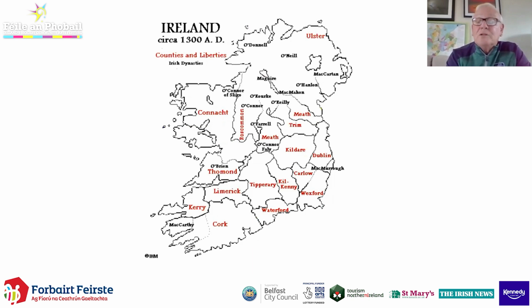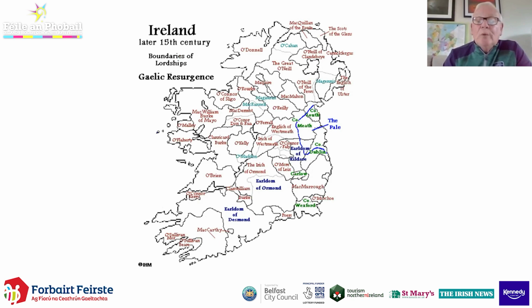And this is the counties which Ireland is divided into. And the counties are an invention of the Normans. Ireland didn't have counties until the arrival of the Normans, and they used them to identify townland areas. Here we have the reemergence of the Gaelic order, and that Gaelic resurgence by the 15th century has all of these different tribal areas. So you have the O'Neill of the Fews, the Great O'Neill, O'Donnell, the O'Cahan, and the O'Neill of Clandeboye.